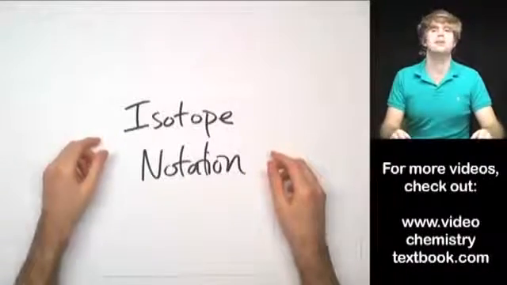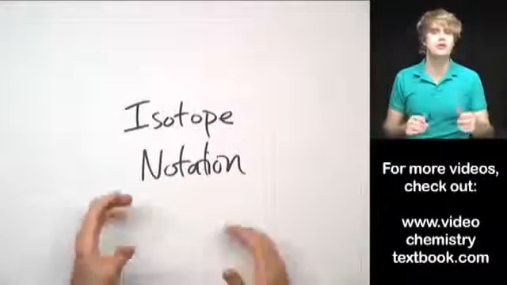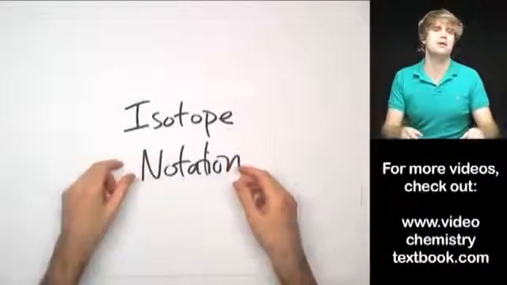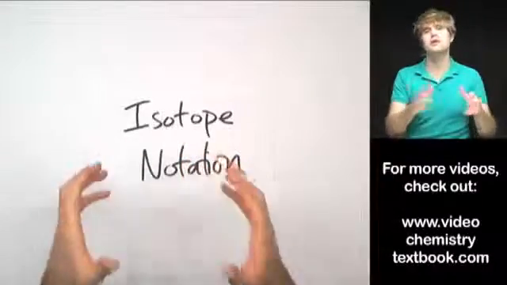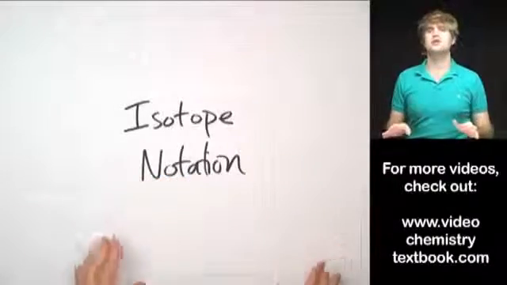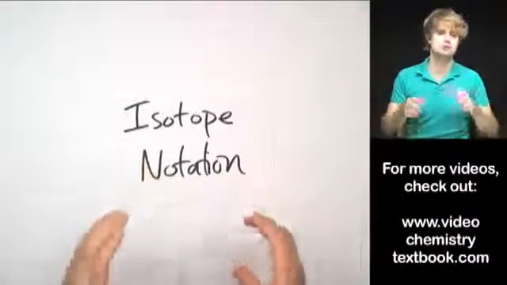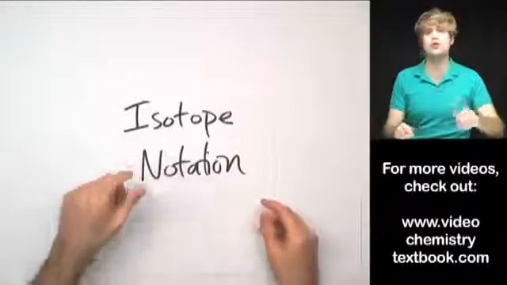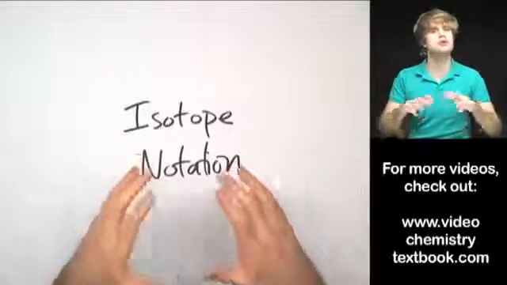Isotope notation. Isotope notation is a way that we can write the symbol for an atom and show the number of protons, neutrons, and sometimes electrons that are in it. You see it all over chemistry, but it's particularly important in nuclear chemistry, because in nuclear chemistry, it's all about the nucleus.